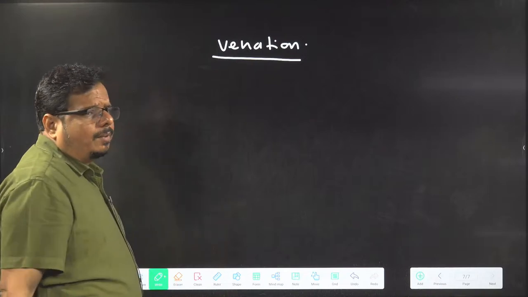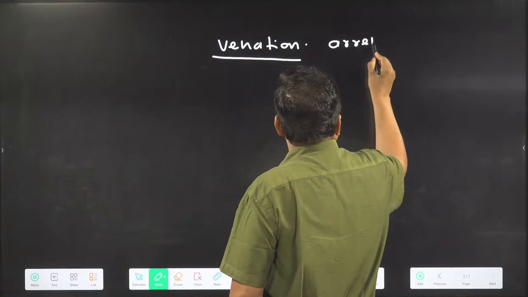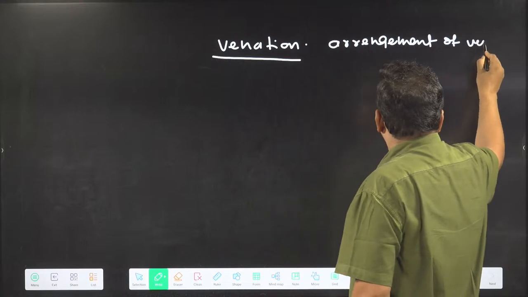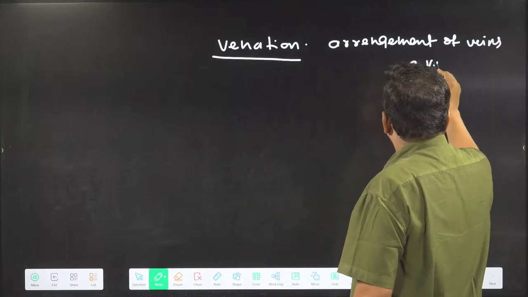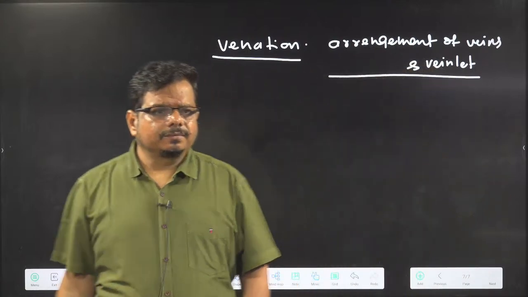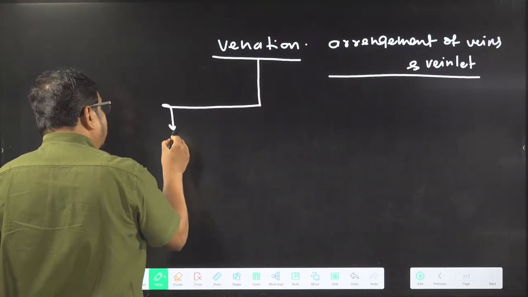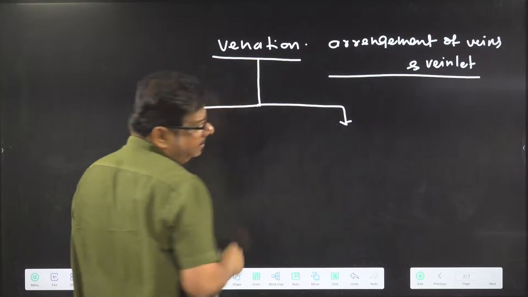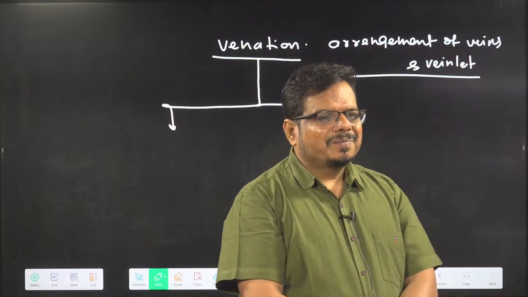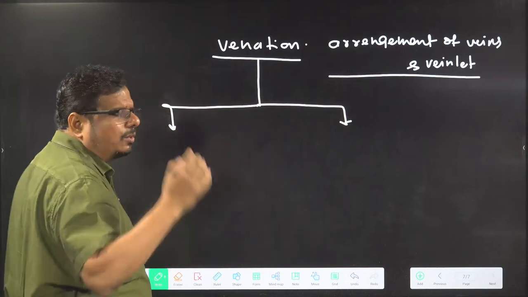So we are going to talk about venation of the leaf. What is venation? Arrangement of veins and veinlets is called venation. If you talk about venation, there are two types. And I am trying to be NCERT centric. Otherwise, we can go for a very big flow chart in venation, but this is not required. Be very centric to the textbook. Questions are not going to be asked.